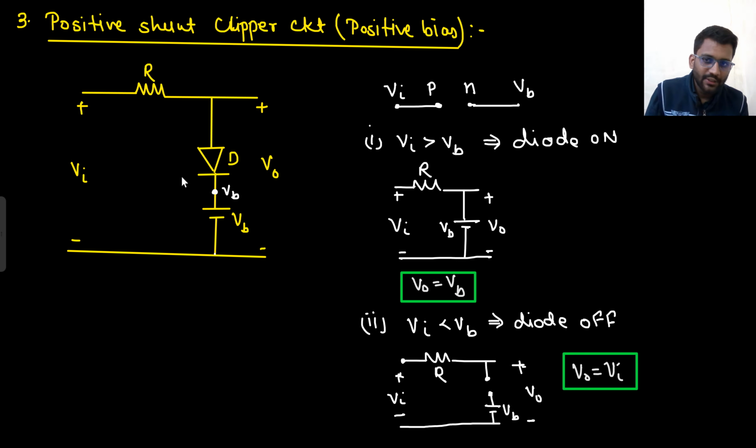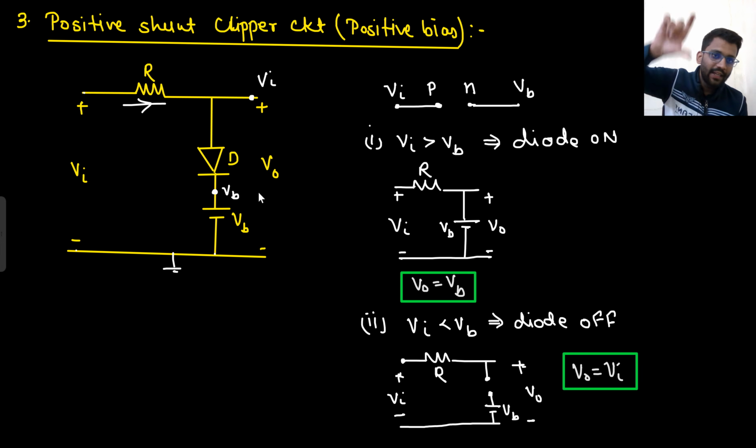Why so? Because this is open circuited. Now there is 0 current through the resistance. This potential is 0, and this potential is V in. 0 current through the resistance, so this potential will be V in. So now what is your output? Output you are collecting across the diode and the battery combined. So complete V out is equal to V in only.